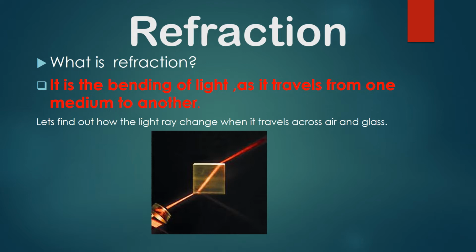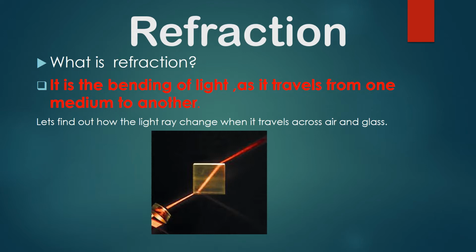Refraction. What is refraction? It is the bending of light as it travels from one medium to another. Look at the picture very carefully. In this picture, you can see how the light ray changes when it travels across the air and glass. So, we can see there is a bending of light.